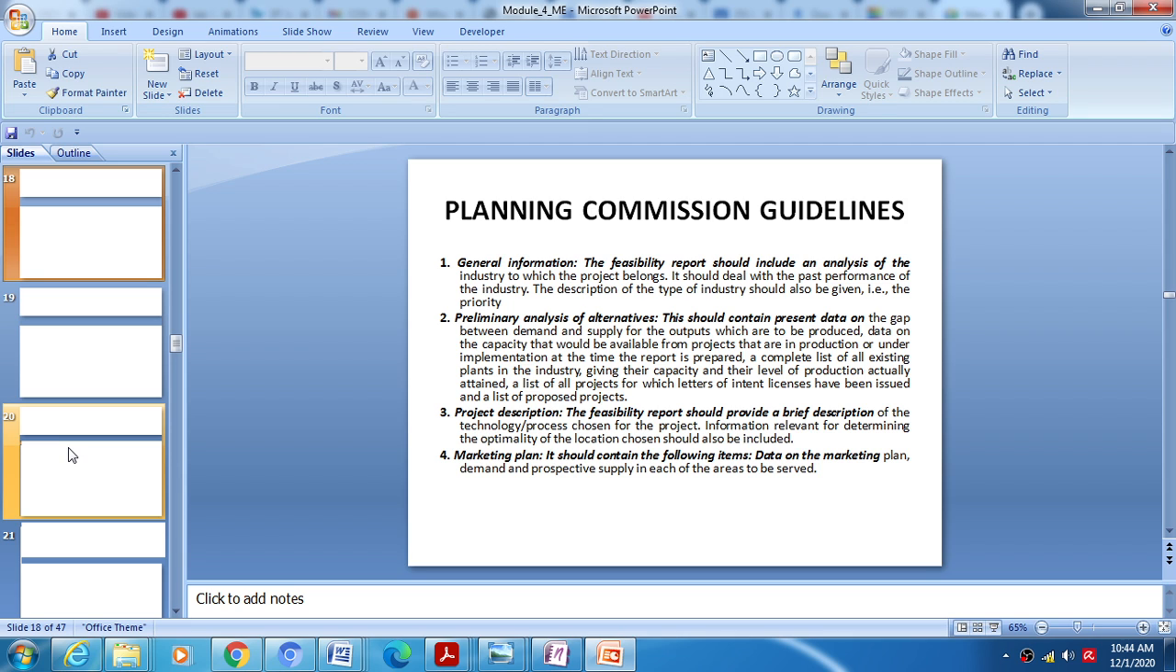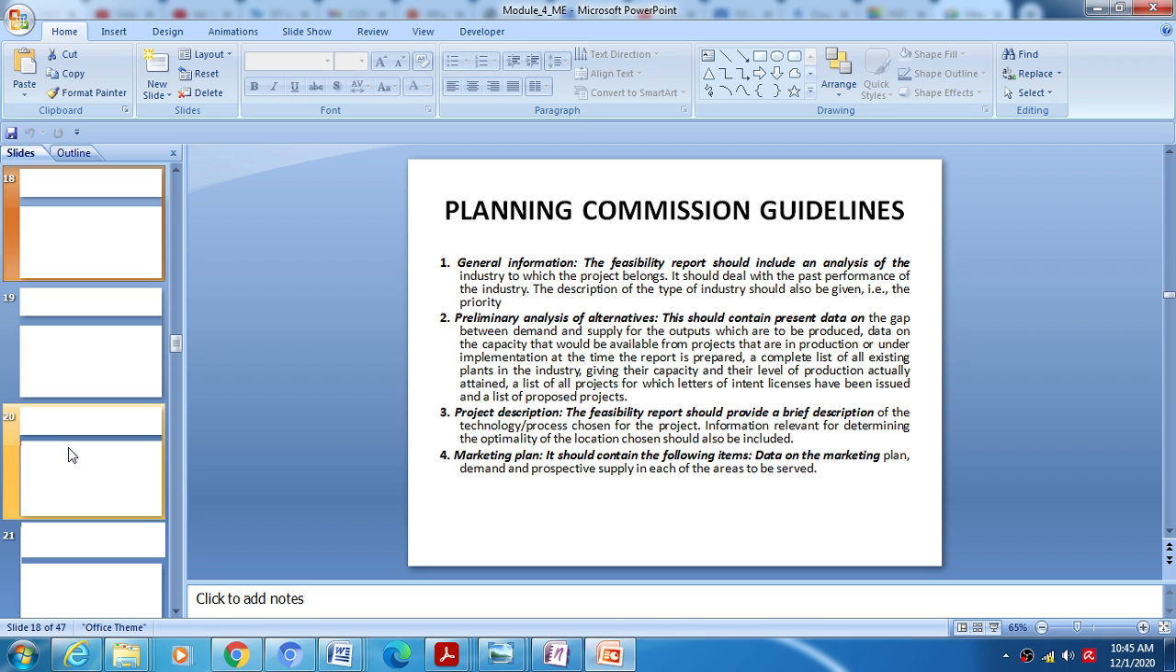Okay, so basically, preliminary analysis of an alternative is nothing but analyzing the demand and supply position. As I've stated before, you have to research the total demand that this particular product which you plan to produce has in the society or in the market. Along with that, what are the different industries or projects which are producing a similar product?